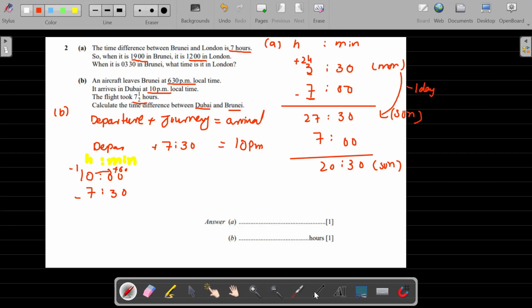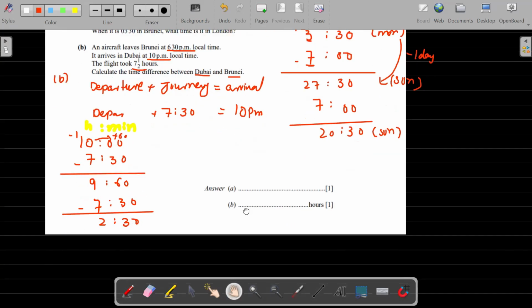Okay, so we will be rewriting the statement again, because whenever we are going to add or subtract anything, we have to rewrite the statement. It will be 60, and this will be 9, and it will be 7 and 30. Now we are going to subtract them. After subtraction, I'm getting 30, and 9 minus 7 is 2. So 2:30 is my departure time.